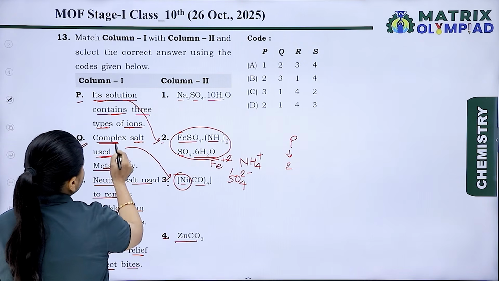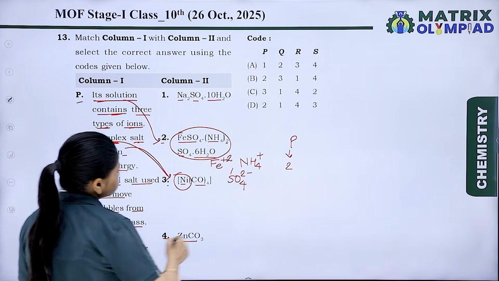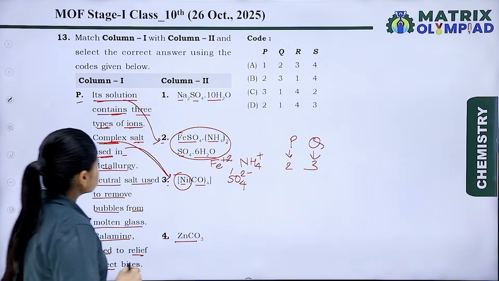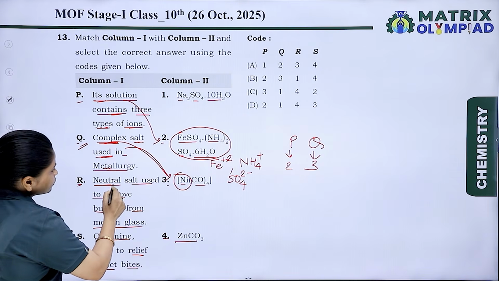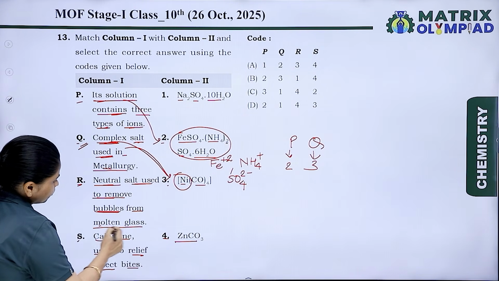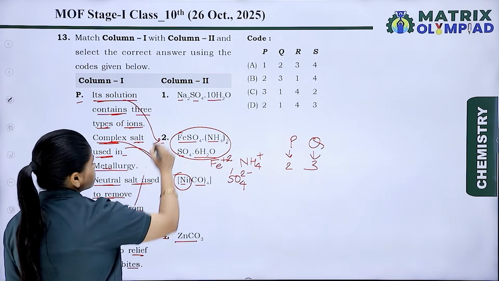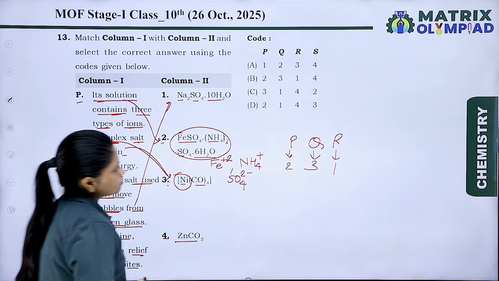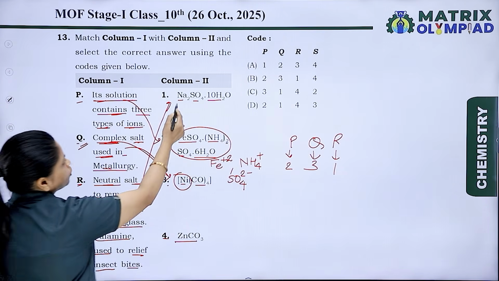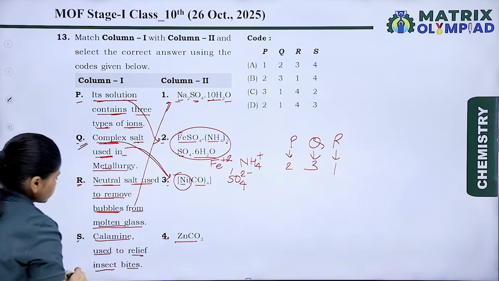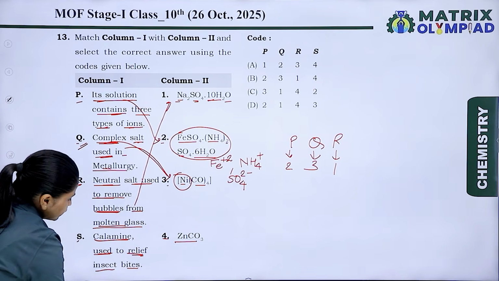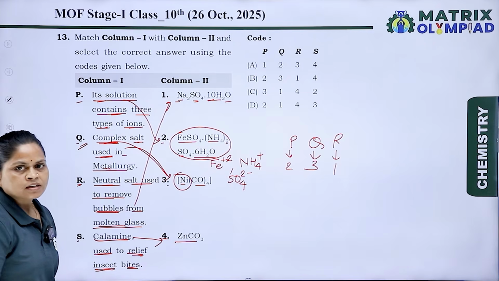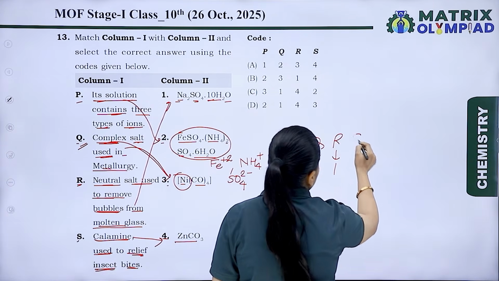So complex salt Q is related with third. R, neutral salt used to remove bubbles from molten glass, this resembles the first, that is sodium sulfate decahydrate. Calamine used to relieve insect bite, and this matches with 4, this is zinc carbonate.